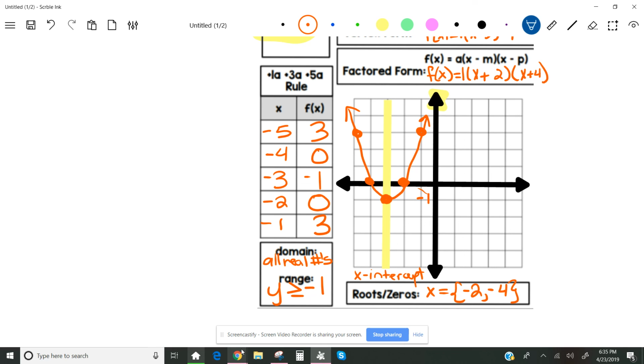Okay, so that's this problem. And go to the next video so that you can do the third problem.